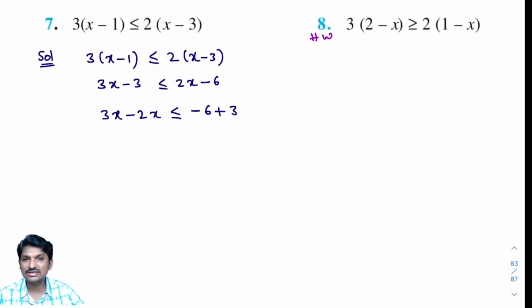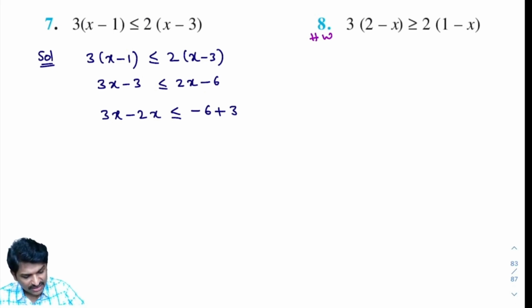I hope you are all understanding. You make sure that you are not multiplying with a negative real number. Only when you multiply with a negative real number does the sign of the inequality change. Or else if you multiply or divide with a positive real number, the inequality sign remains the same. If you add or subtract the same real number on both sides, then also the inequality sign remains the same. The first 3 rules we learned in the first class.